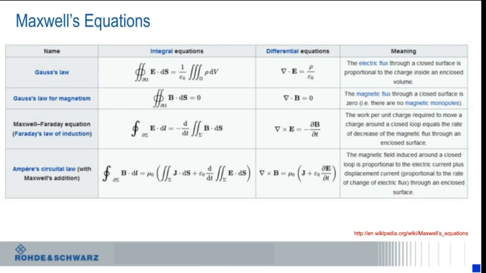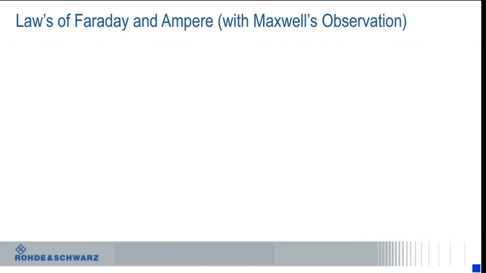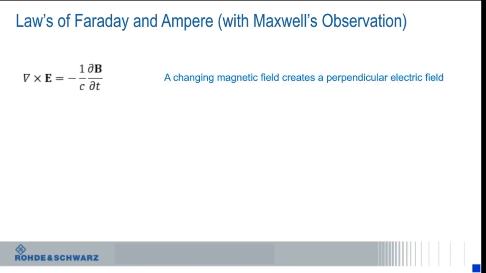A changing magnetic field creates a perpendicular electric field. Okay. A changing electric field creates a perpendicular magnetic field. And an electric current will also create a magnetic field.